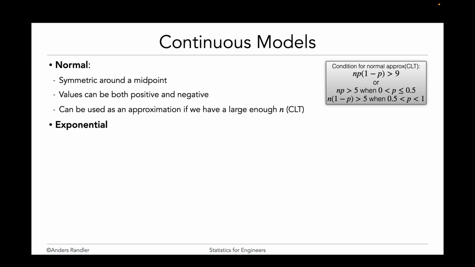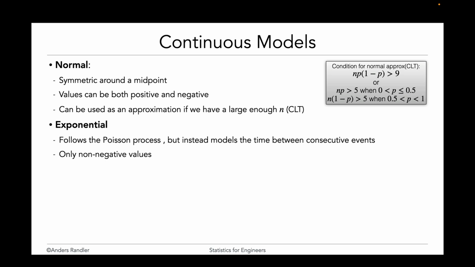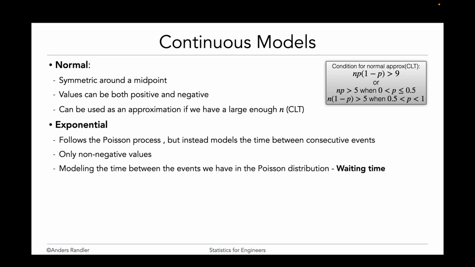Then we have the exponential one, of course. It's a bit like the Poisson process, but instead of talking about how many successes we have, we're talking about how long it will be between successes. How long will I have to wait for something to happen, for instance? Only non-negative results, of course, because we're talking about how much time has passed. It could be modeling time between events in the Poisson distribution, or waiting time, exactly like I said.